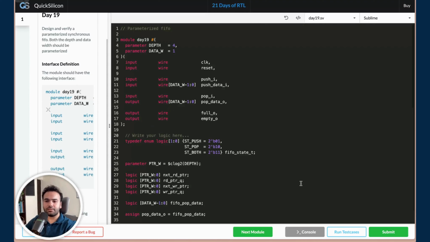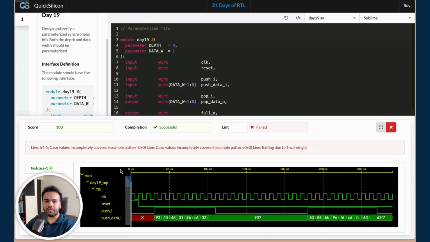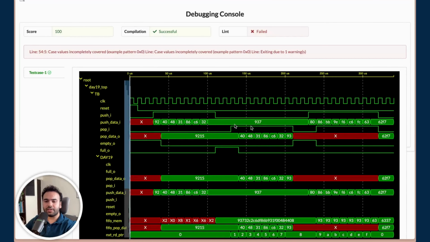The idea is to replicate what happens in the real world. So if you run a particular test case, you are generally provided with waveforms. So yeah, it comes up here, although it says that the test case passed, because you're supposed to write the test bench and all the checkers yourself, and we haven't done that here.